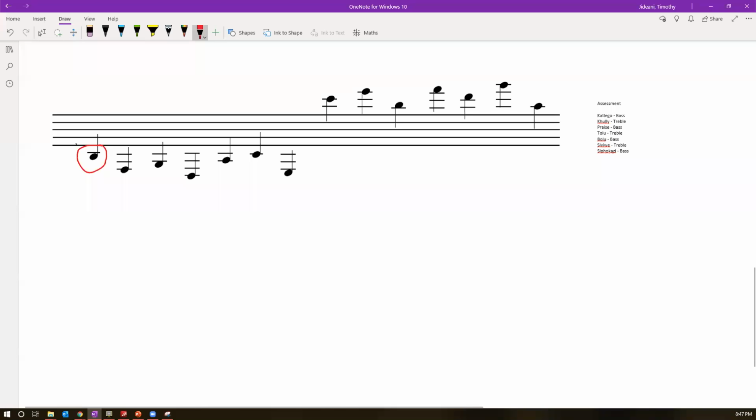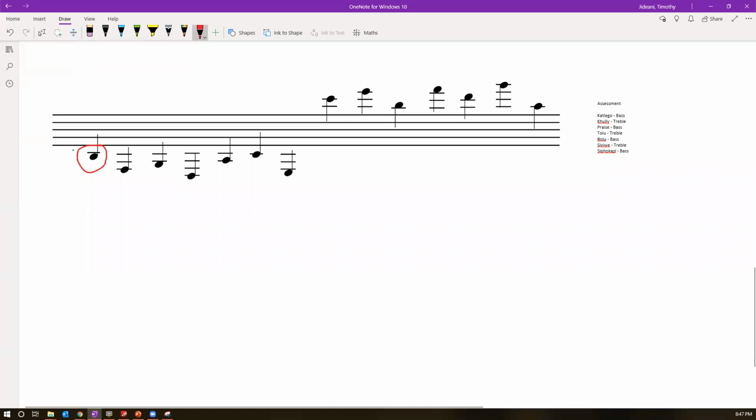Your mic, it doesn't work. Okay, it is D. Let's find out. Yeah, it's D. How did you get there? For treble clef, right? Okay. Yes. Continue.